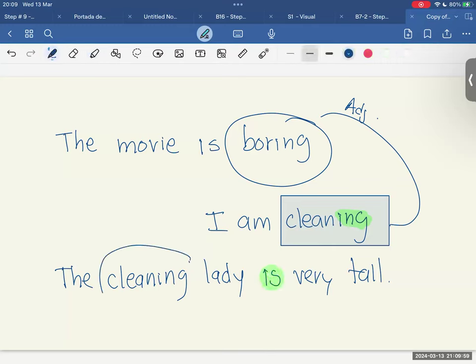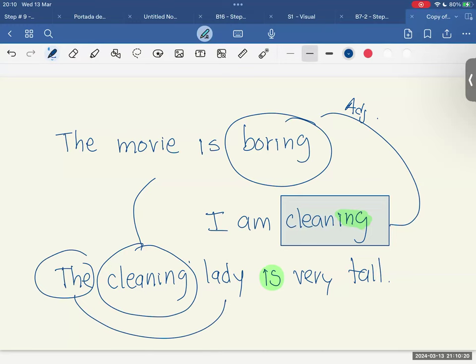¿Y qué pasa? Su cerebro está como que registrando todos los INGs como verbos. Sí. Y aquí es un adjetivo. Cleaning is describing what? Lady. The lady. Entonces aquí decimos, la muchacha que limpia, right? Este es tu verbo to be, es muy alto.